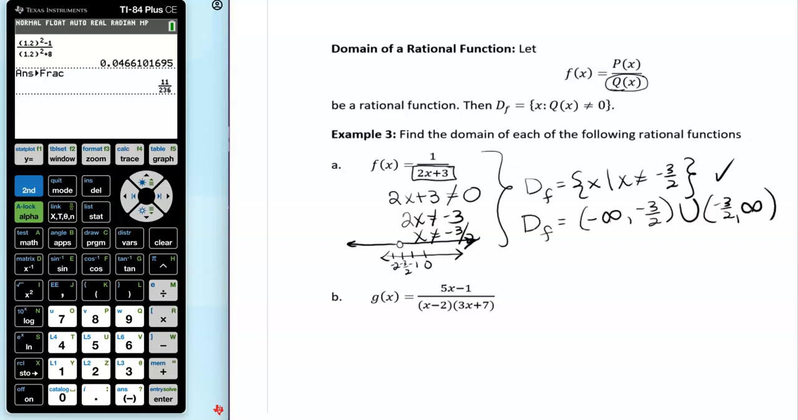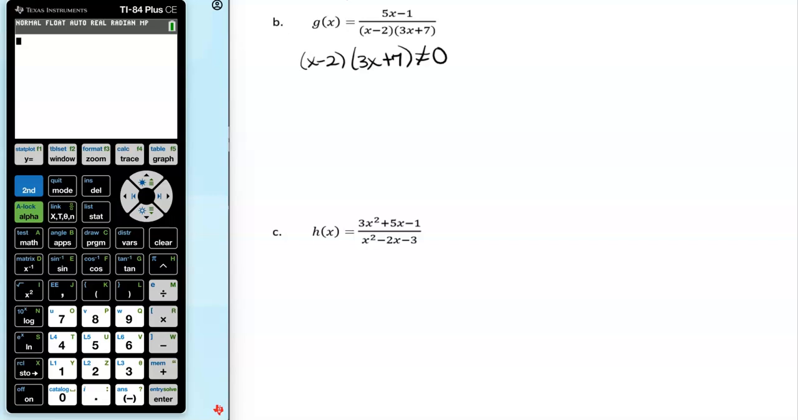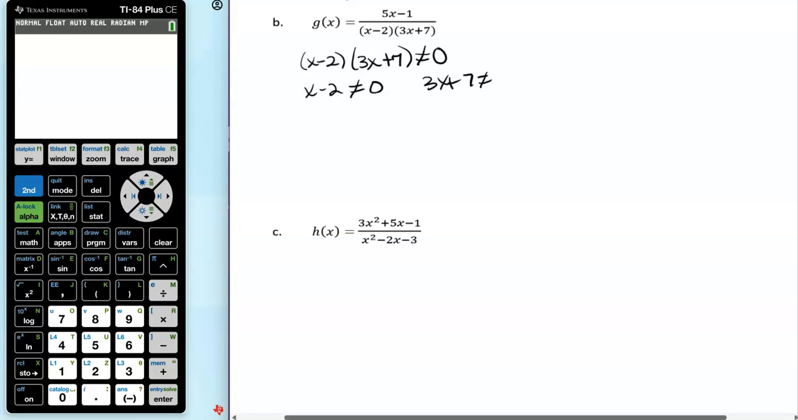Taking a look at part B, we have one that's a little bit more involved. Once again, the numerator does not matter at this point. To find the domain, we're going to look at the denominator. So taking the denominator and saying the domain is everywhere except where it equals 0, we can separate these two into two different equations, and we will get x cannot equal 2 and x cannot equal negative 7/3.